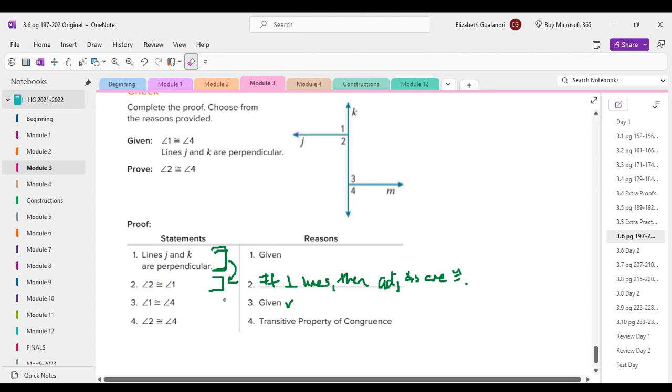Okay. Angle 1 congruent to angle 4 is the given, and so therefore we're just using a transitive property to say angle 2 is congruent to angle 4 there.